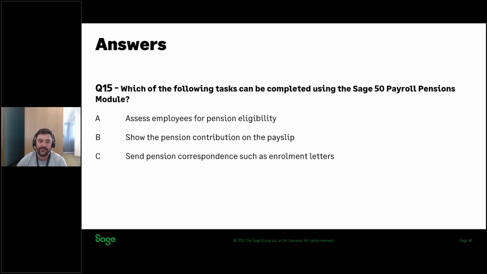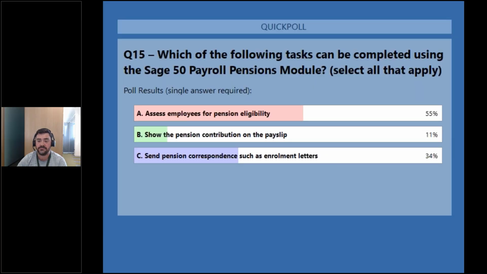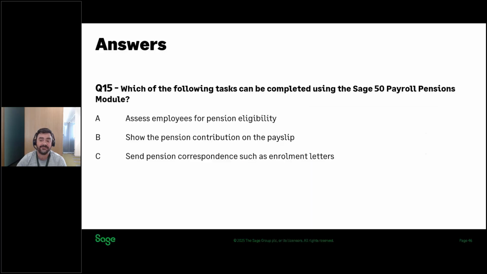On to question 15, which of the following tasks can be completed using the pensions module? Let's have a look at what you said. So the two most popular answers there were to assess employees for pension eligibility and to send pension correspondence, such as enrolment letters. So let's check the correct answer, or answers in this case. So it was answers A and C.